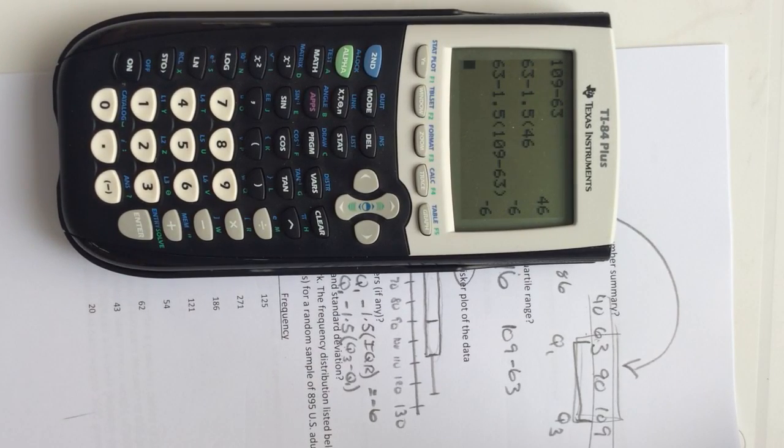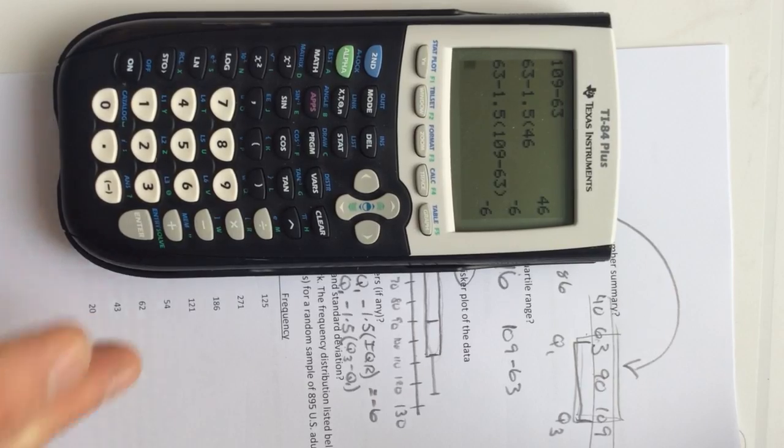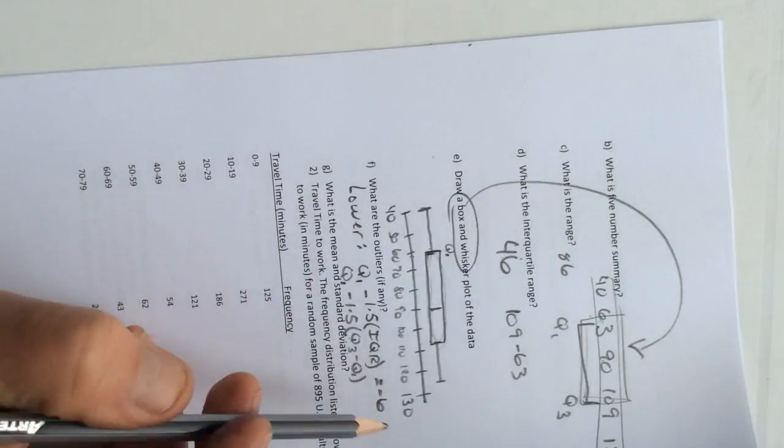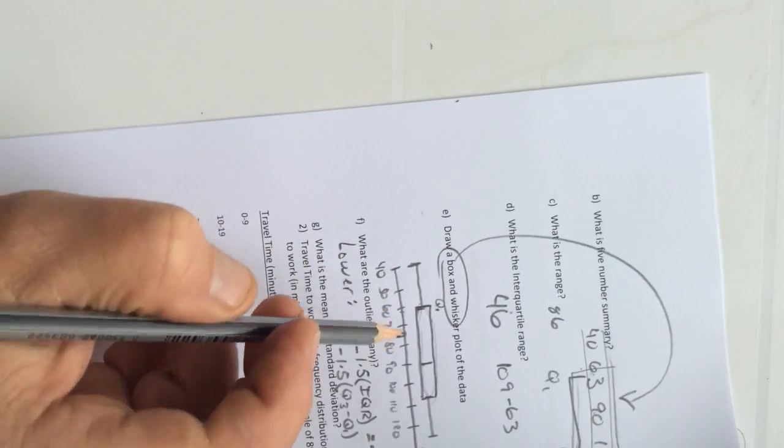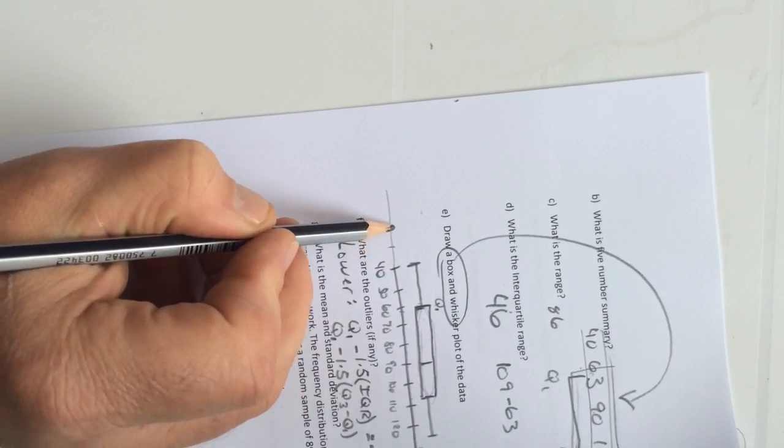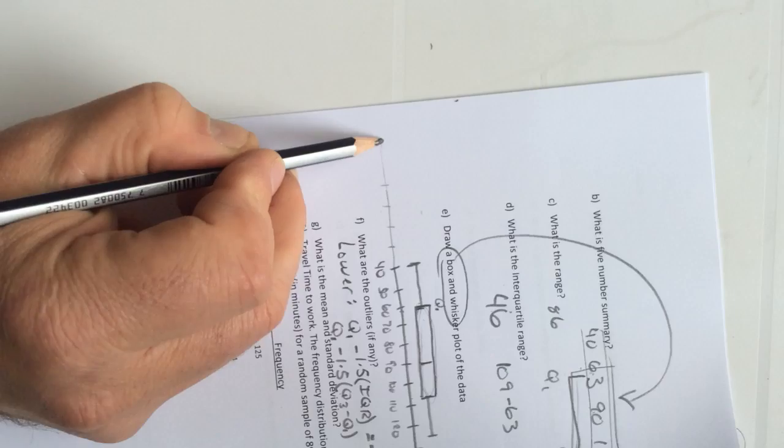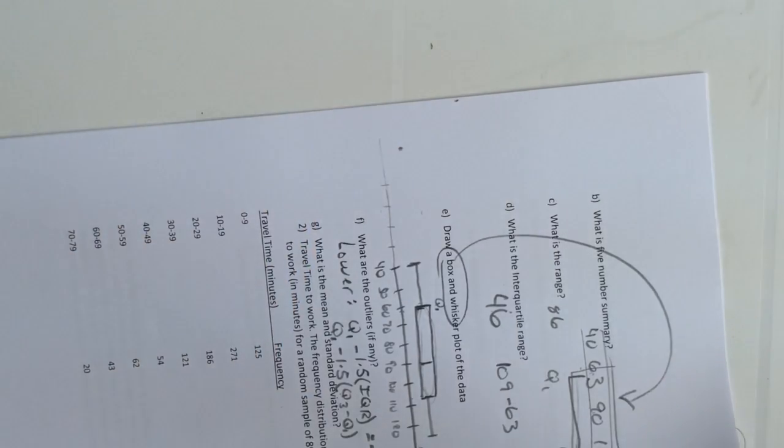If you want to do the IQR by itself, that's fine. If you want to do it all as part of the thing, that's fine too. So the lower outlier was at -6. That means 30, 20, 10, 0. There would have had to be a piece of data in the data set at -6 or lower in order for it to actually have been an outlier.